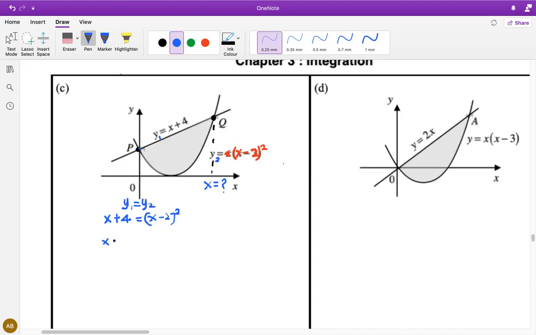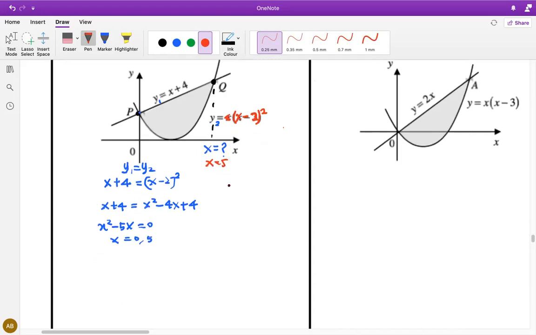So you get x plus 4 equals x squared minus 4x plus 4. Okay, so you move, 4 and 4 cancel out. That means we get x squared minus 5x equals 0. Therefore, x equals 0 or 5. So here is 5. Okay, therefore x here is 5.